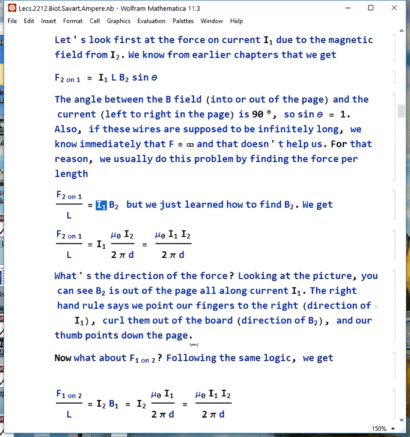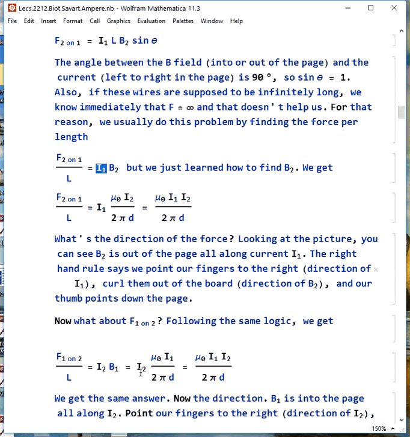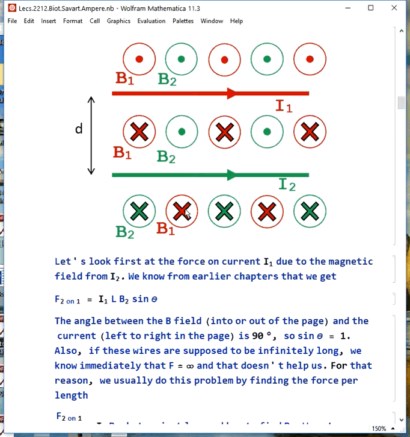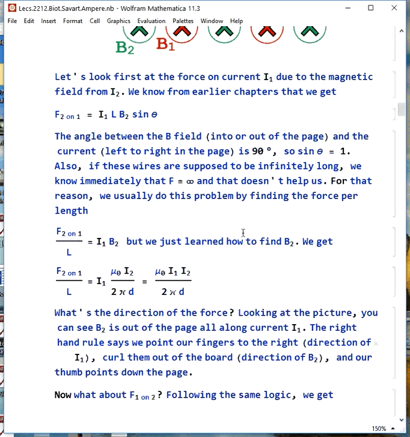What about the force of 1 on 2? We apply all the same logic. We end up with I2 times this B1. Notice it looks exactly the same, mu naught I1 I2 over 2 pi d. Now what about the direction? So here, B1 is into the page, the red X's that surround this wire. We would point your fingers to the right, then curl them into the page. That's going to leave your thumb pointing up.